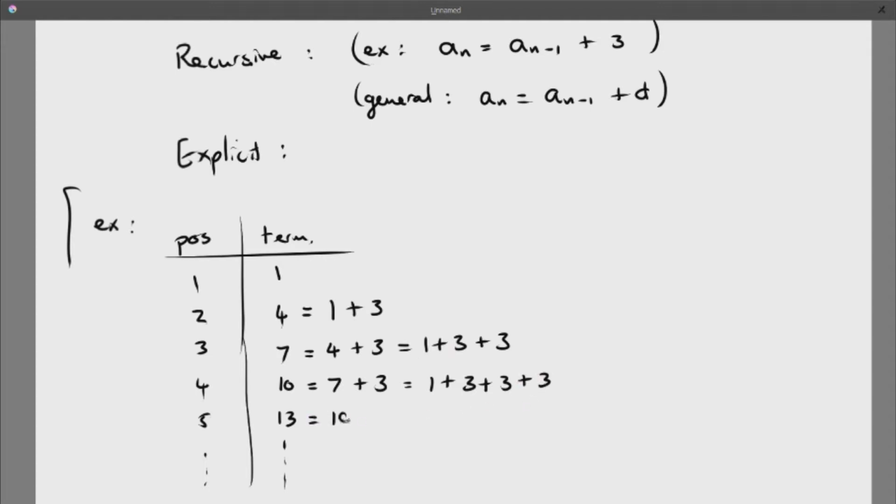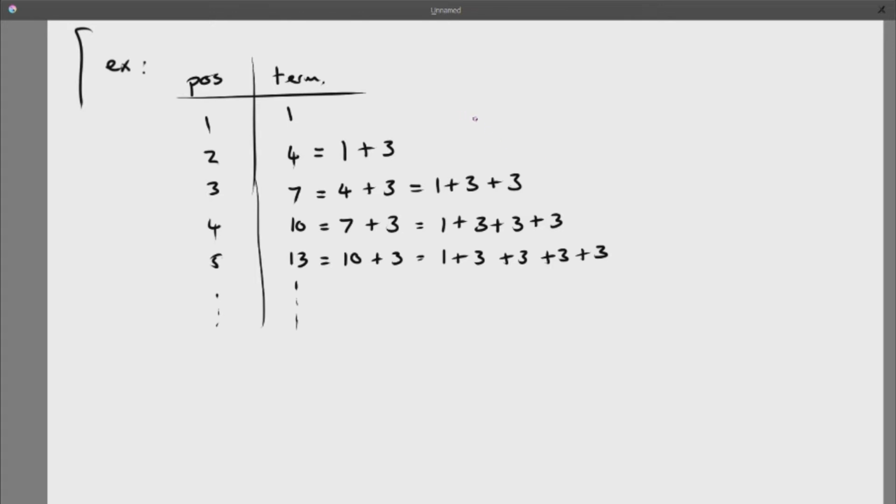13 is the previous 10 plus 3. But 10 itself is 1 plus 3 plus 3 plus 3. And then I add another 3. So I definitely get increasing numbers.